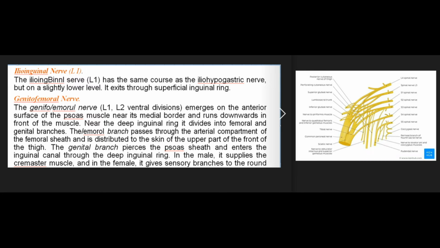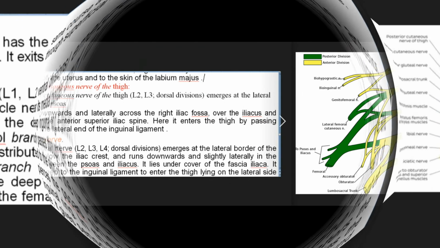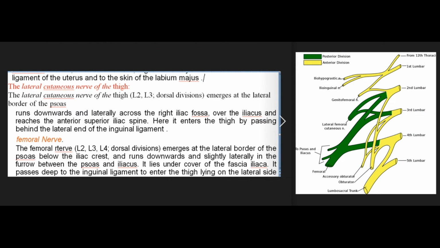Genitofemoral nerve. The genitofemoral nerve, L1, L2 ventral divisions, emerges on the anterior surface of the psoas muscle near its medial border and runs downwards in front of the muscle. Near the deep inguinal ring it divides into femoral and genital branches. The femoral branch passes through the arterial compartment of the femoral sheath and is distributed to the skin of the upper part of the front of the thigh. The genital branch pierces the psoas sheath and enters the inguinal canal through the deep inguinal ring. In the male, it supplies the cremaster muscle, and in the female, it gives sensory branches to the round ligament of the uterus and to the skin of the labium majus.